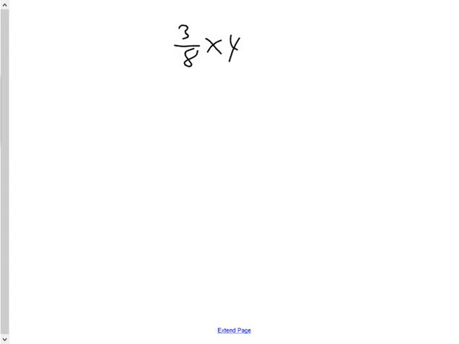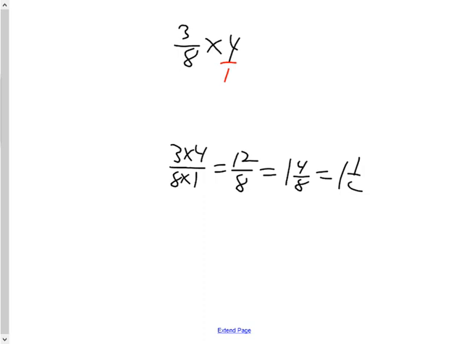This says don't draw it, solve it. This is a 6-1 question. We now know that 4 is really a fraction of 4 over 1. When I multiply my numerators and multiply my denominators, I end up with 12 over 8, which is 1 4/8, which is 1 1/2. World's worst 2.